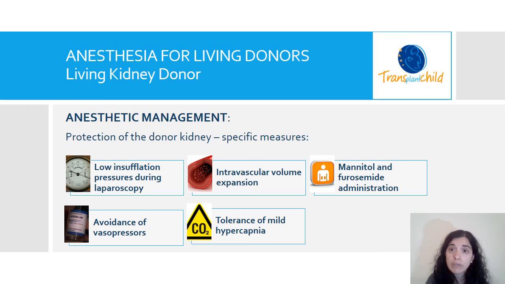administering mannitol and furosemide to achieve a good urine output, avoiding vasopressors. During laparoscopic nephrectomy, changes in pulmonary function occurring with insufflation of carbon dioxide may require modifications in mechanical ventilation settings, so mild hypercapnia can be tolerated to improve tissue oxygenation and perfusion.